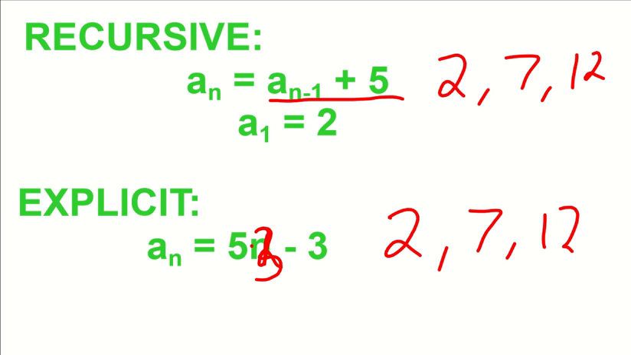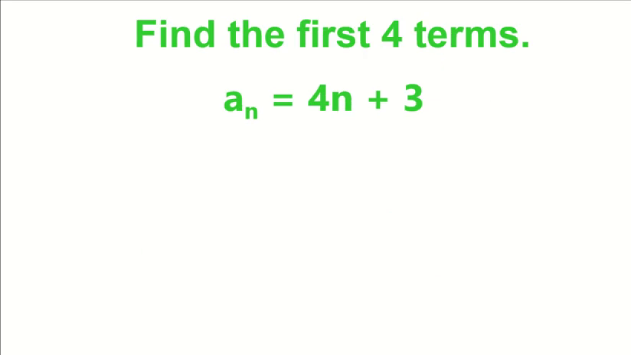Everybody kind of follow? The explicit ones basically work like linear functions, where you got like y equals mx plus b. Whatever term number you need, you're plugging in basically for the x value of the function, or it's usually going to be n on these. Find the first 4 terms.